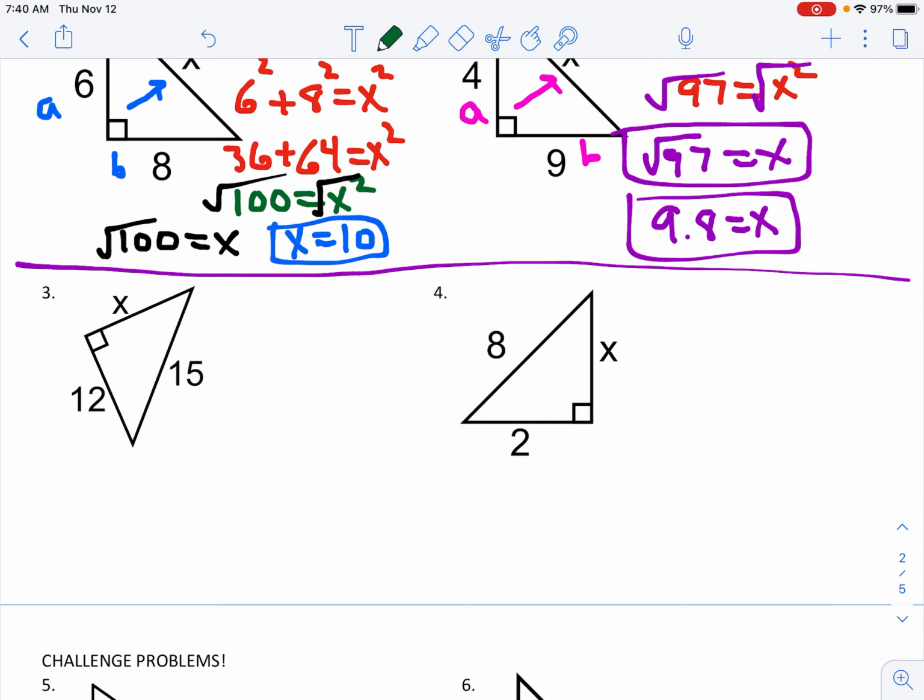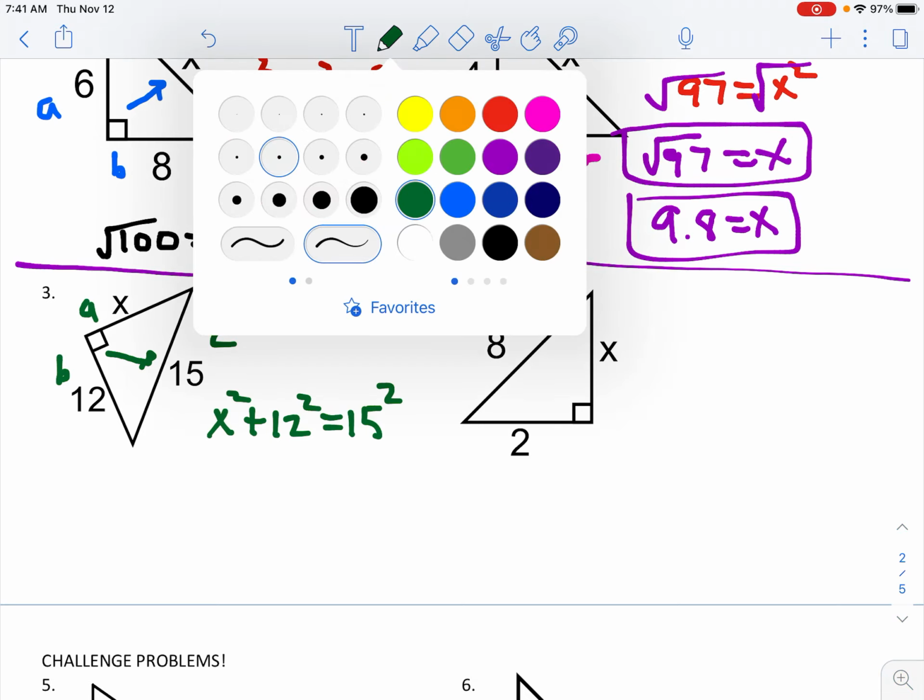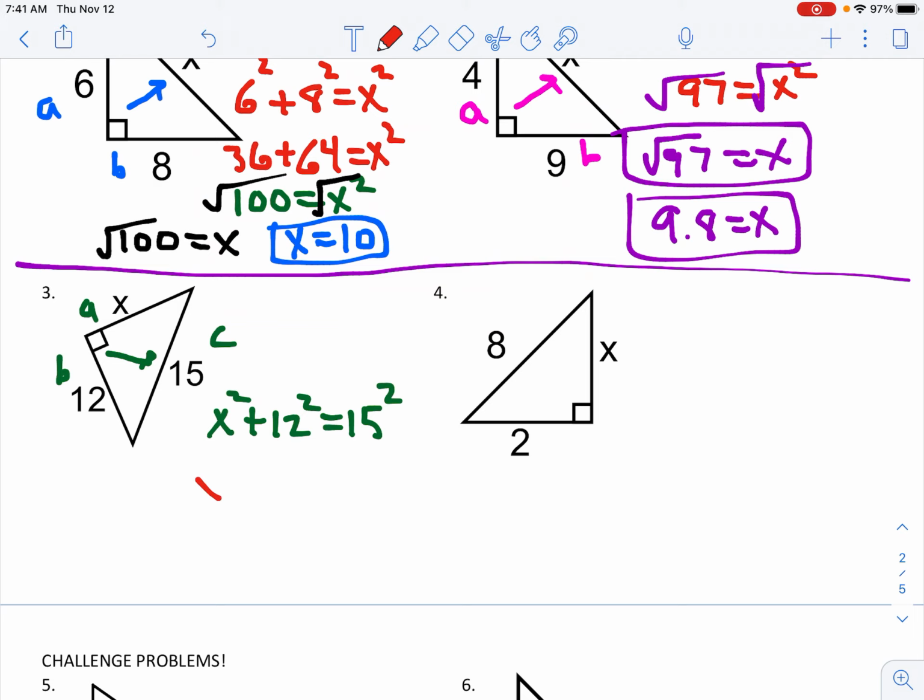All right, so again, stay in the habit. Label your side C, and then call your other ones A and B. Doesn't matter, but as long as you get C correct, you're headed in the right direction. A squared plus B squared equals C squared. So we plug it right into the formula. Now we go through and we clean it up. X squared plus 144 equals 15 squared, which will give us 225.